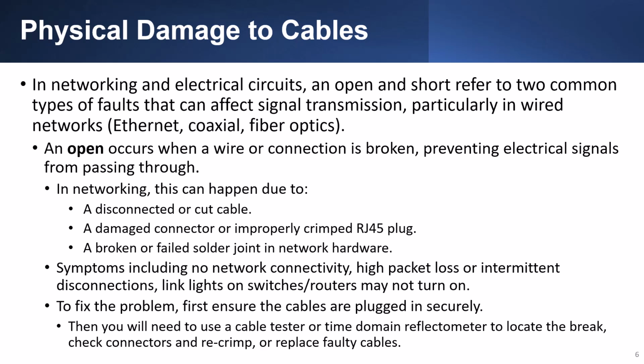Symptoms include no network connectivity, high packet loss, or intermittent disconnections, or link lights on switches or routers may not turn on. To fix the problem, first, ensure the cables are plugged in securely. Then you'll need to use a cable tester or time domain reflectometer to locate the break, check connectors, and recrimp or replace faulty cables.